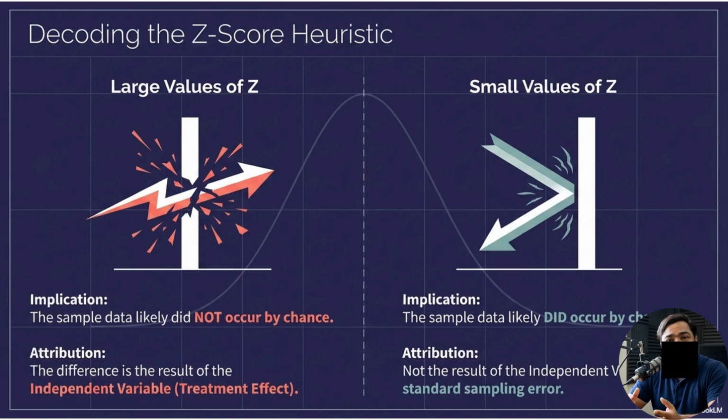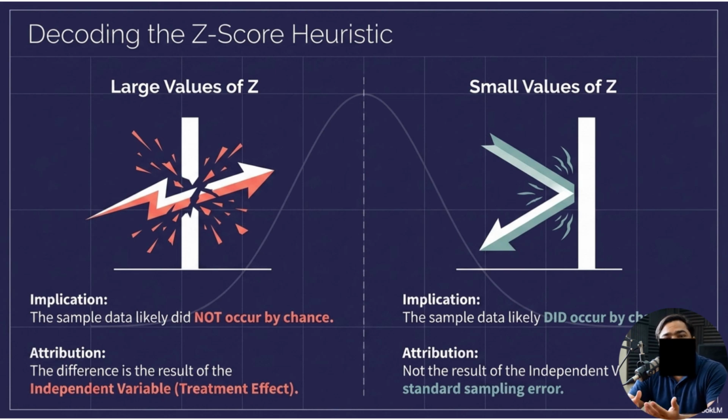This slide helps us understand z scores intuitively. A large z score means the sample result is far away from what we expected under the null hypothesis. If the z score is very large, either in the positive or negative direction, then the result is unlikely to have occurred by chance. In that case, we may attribute the difference to the independent variable or treatment effect. For example, if a new teaching method produces a very large z score, we may suspect that the teaching method had a real effect. On the other hand, a small z score means the observed result is close to what we expected under the null hypothesis. In that case, the result may be explained by random sampling error.